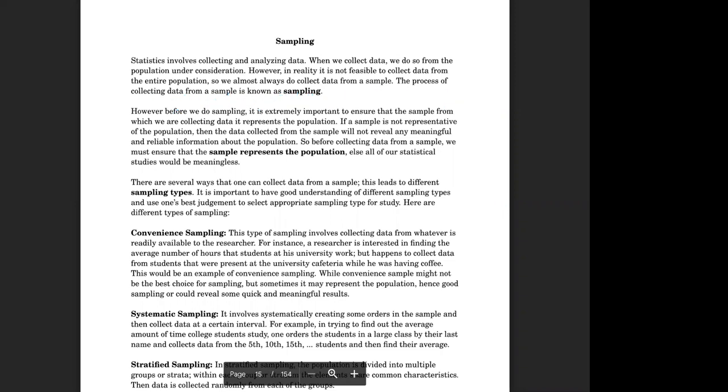Next, different types of sampling. I did say it here too. Different types of sampling. We are going to talk about convenience sampling, which is basically what the name says. It's giving out the definition to you: whatever is convenient to you, whatever is readily available to you.